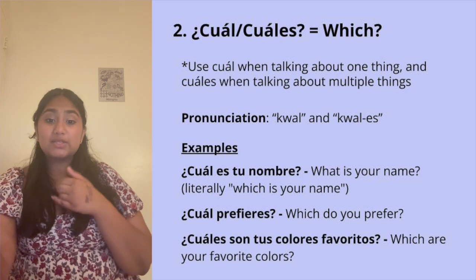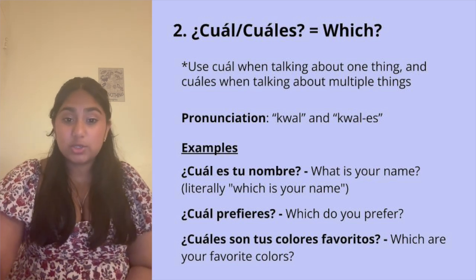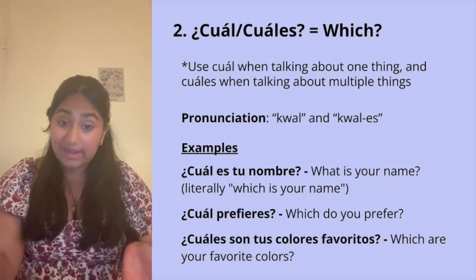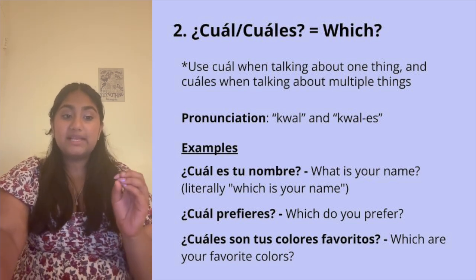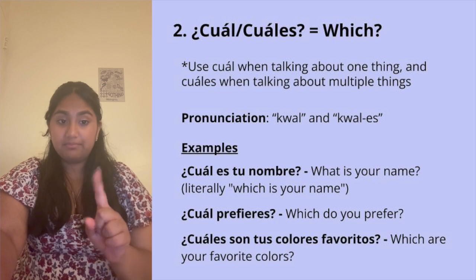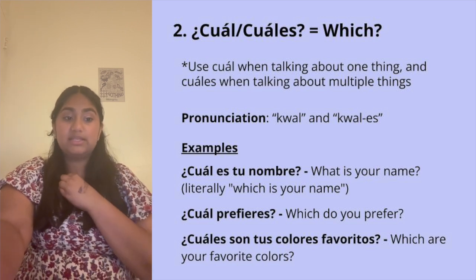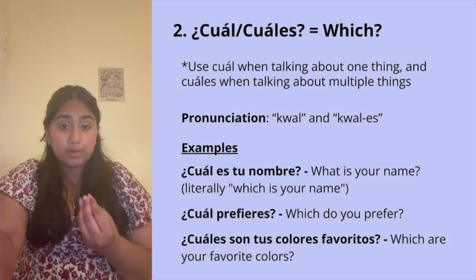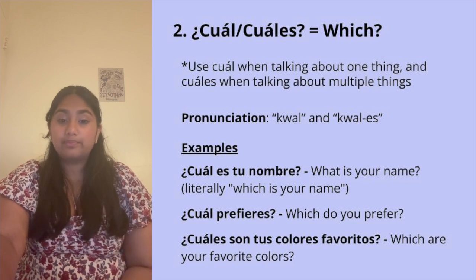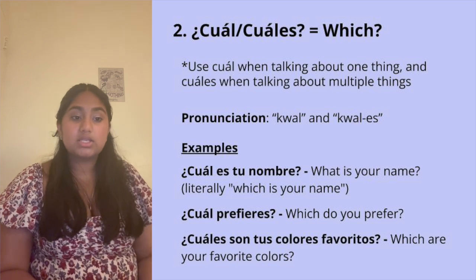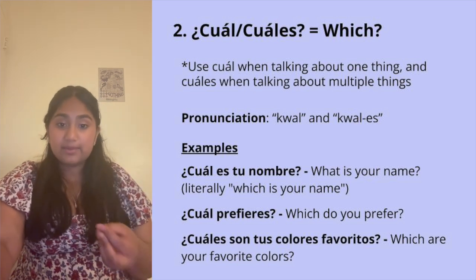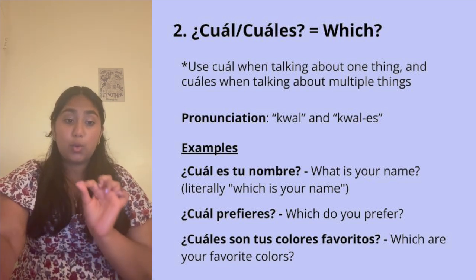So now let's move on to the next question word, which is going to be cuál or cuáles. So this depends on if it's plural or not. Cuál means which when you're talking about one thing, and cuáles means which when you're talking about multiple things. So basically, when you're trying to select multiple things from a group. As I already said, it's pronounced cuál and cuáles.